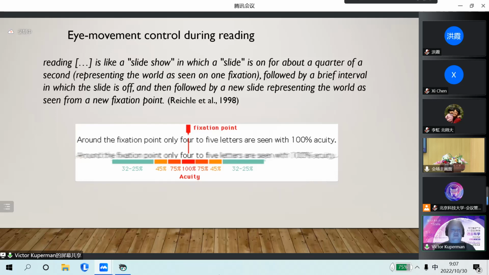It's followed by a brief interval in which the slide is off. This is when we move our eye to the next location. And then it is followed by a new slide representing the world as seen from a new fixation point. So what we get to study in eye tracking are these slides, right? The moments of clear view that we get during a fixation, followed by a jump or a saccade, during which the vision is blurred. And then we move to another fixation and another clear view of the text in front of us.